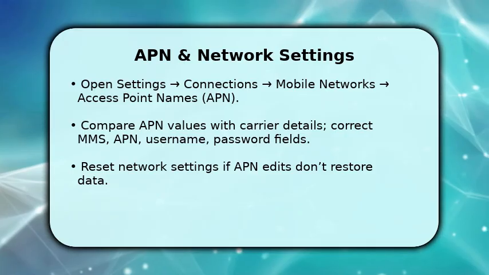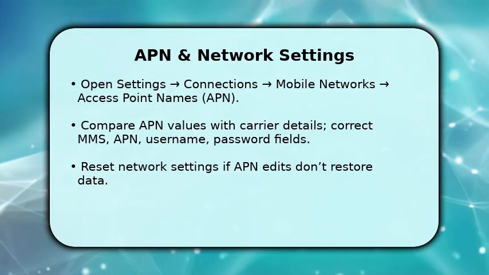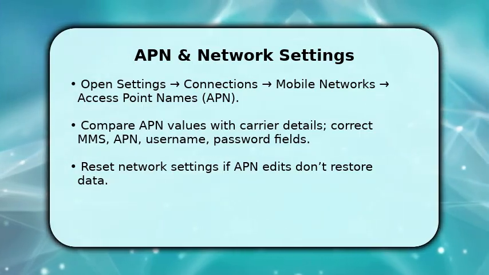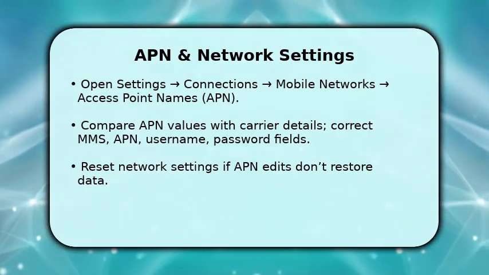Make sure network mode is set to auto, LTE/3G/2G, so the phone can pick the right band. Once done, save and select the edited APN. If data still fails, reset network settings to restore defaults and try again.